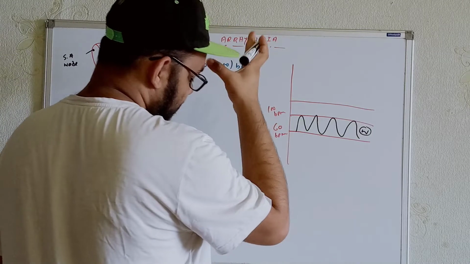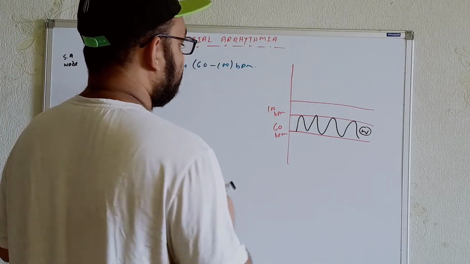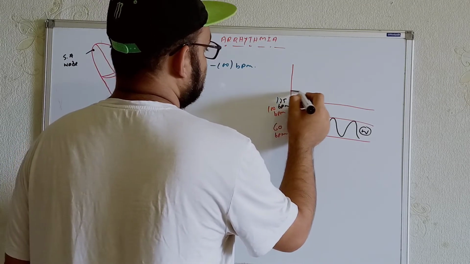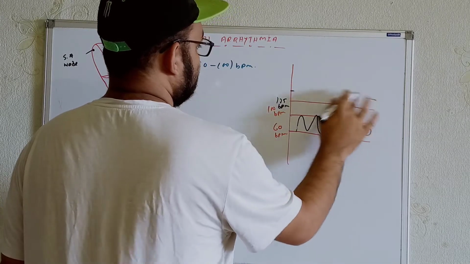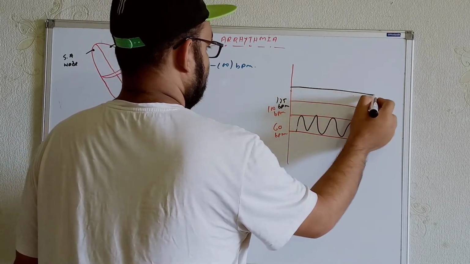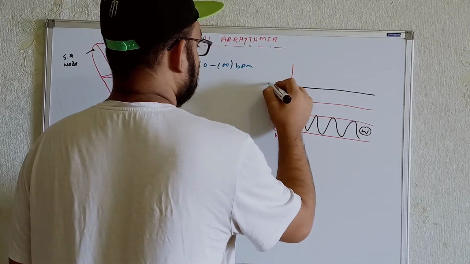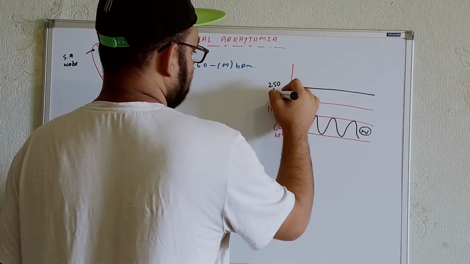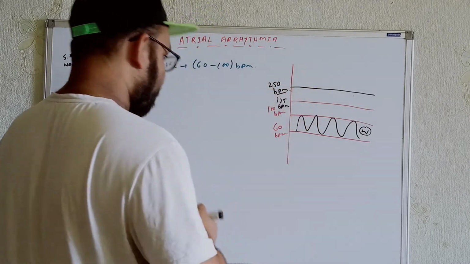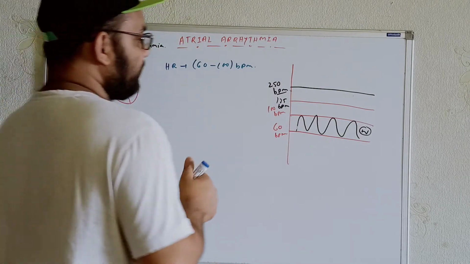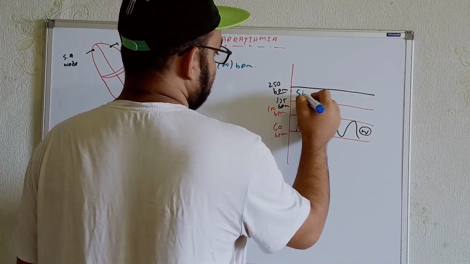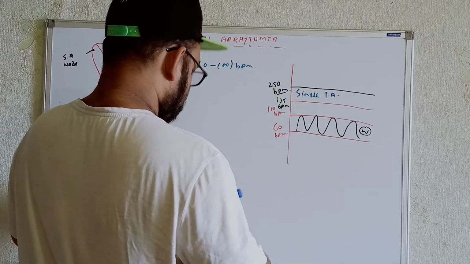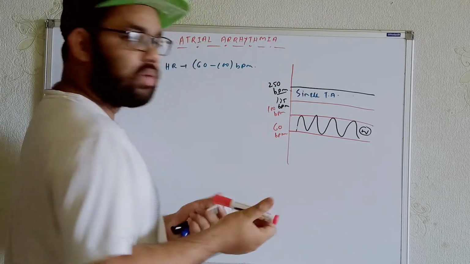But if we get more than 100 beats, for example around 125 beats per minute up to, let's say, 250 beats per minute, so from 120 beats per minute to 250 beats per minute, what is this considered as? This is considered as simple tachyarrhythmia.